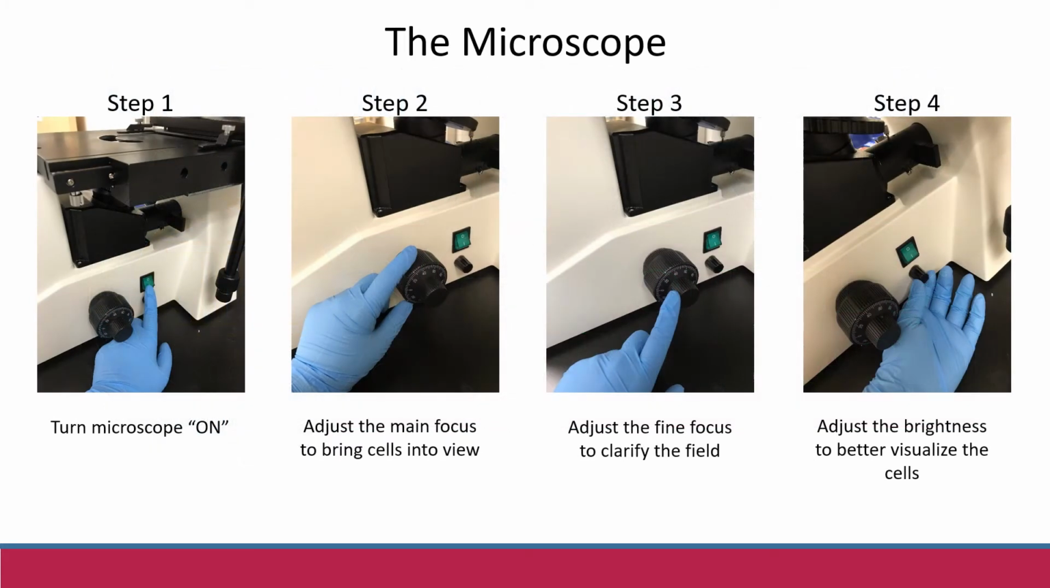The first thing you need to know before starting to count your cells is how to use the microscope. Begin by locating the green power switch on the microscope base and flipping it to the on position. When your sample is prepared, you will place it on the stand and use the large outer knob to bring the cells into view. The smaller, fine focus knob can then be used to clarify the field. And the small knob below the power switch can be used to adjust the brightness for better visualization.